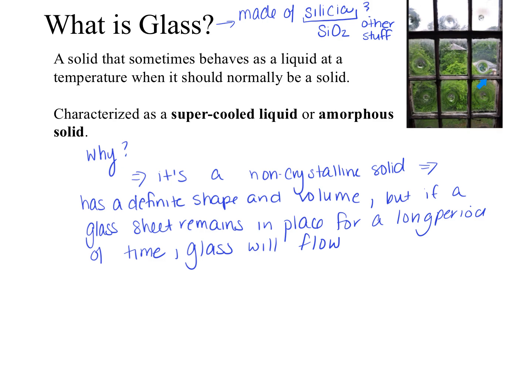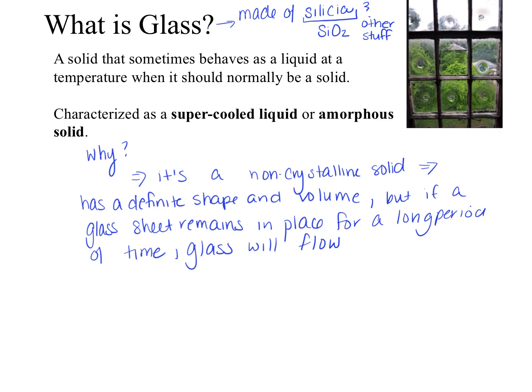So I have a picture up here of old windows that eventually appear wavy. As that glass is not rigid, it will move at a really, really slow speed. Now, the reason it does that is because glass has a different atomic structure than a typical solid.